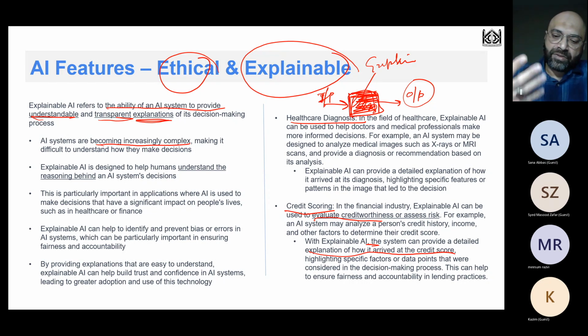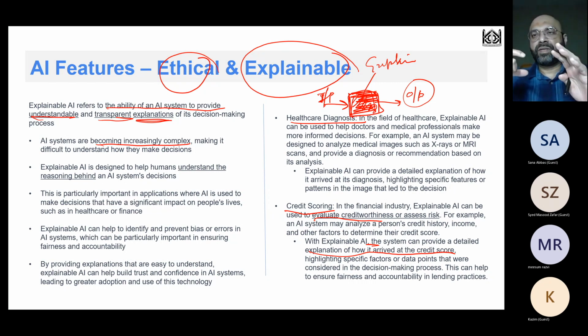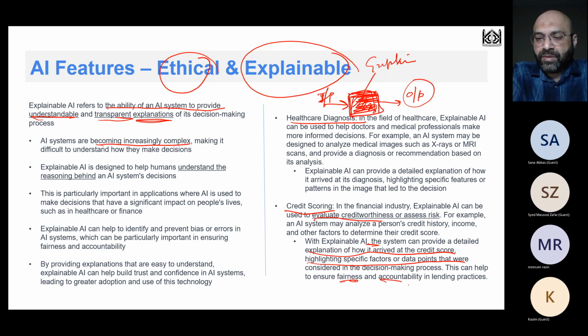So for my credit score, what were the motives behind it, and what were the points it picked, or the boxes it checked to come up with my credit score, highlighting specific factors or data points that were considered. This can help ensure fairness and accountability in lending practices. So that's one example. Another example is about healthcare diagnosis.